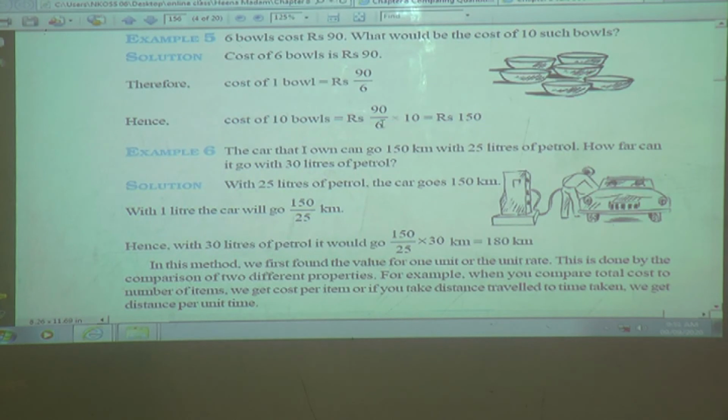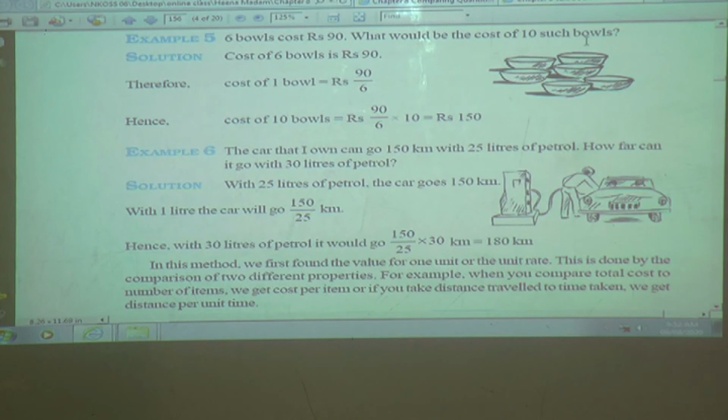What we had done here? We just reduced here because it is possible to reduce. So we can reduce: 3 2s are 6, 3 3s are 9, so here will be 30, and here will be 2. Again we can go for 2 1s are 2, 2 5s are 10. So here will be 30 multiplied by 5, which is 150. What is 150? It is rupees 150. That is nothing but the cost of 10 such bowls.